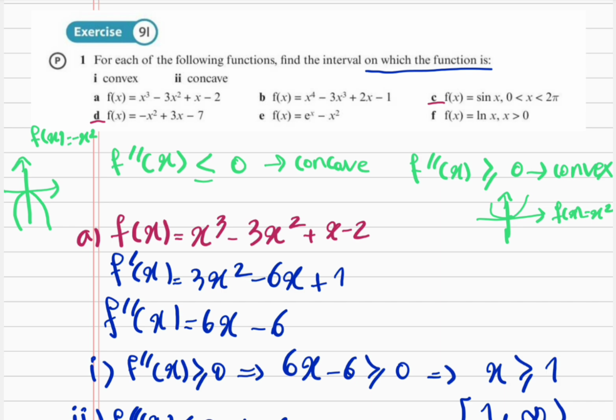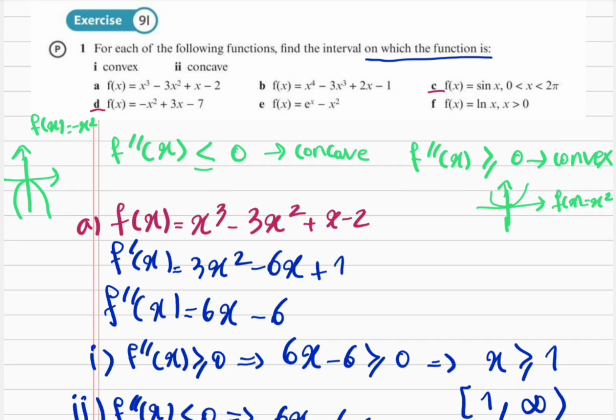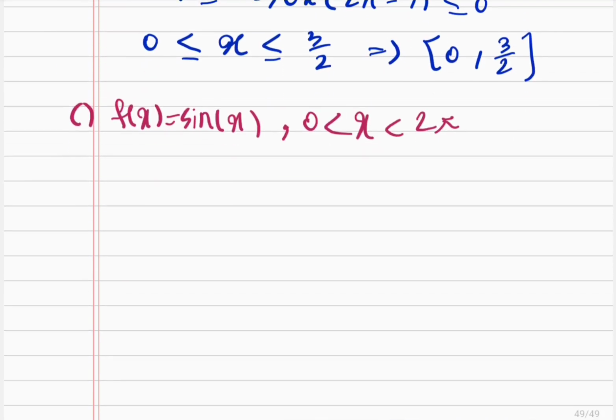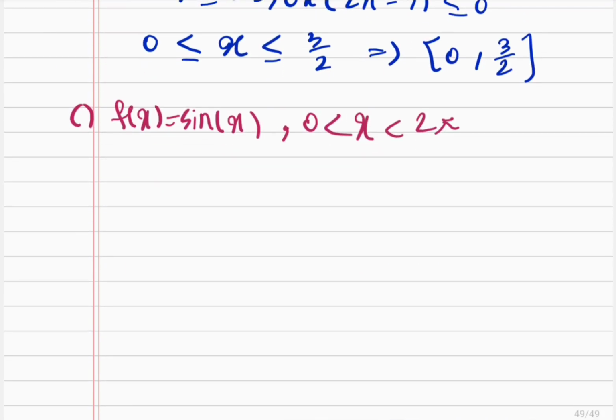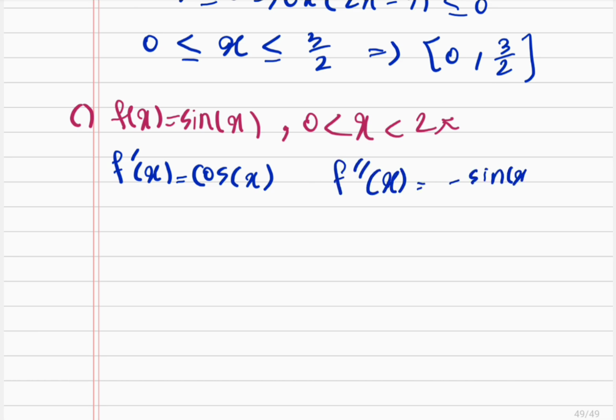So for part C, part I, we want to find the values of x for which the function is convex, or the second derivative is greater than or equal to 0. But the very first step is finding the second derivative of f(x). So f'(x) is cos x, and f''(x) is minus sin x.